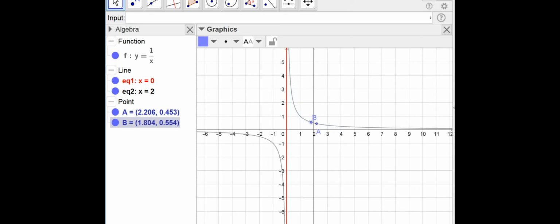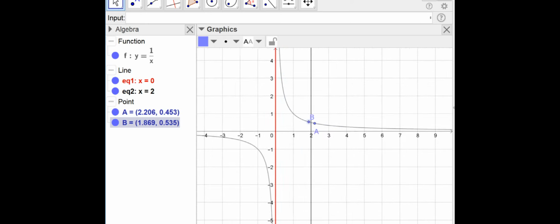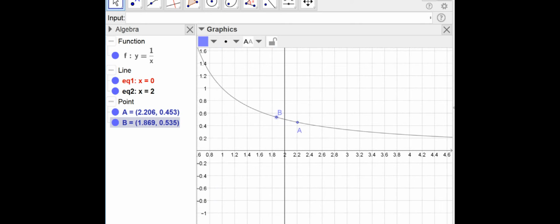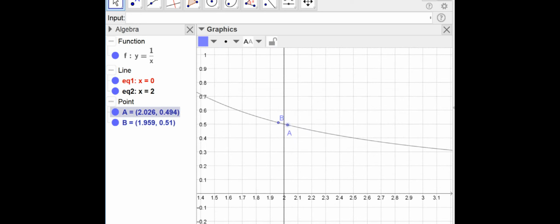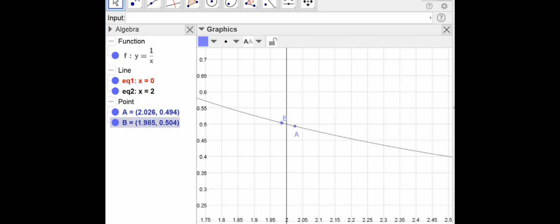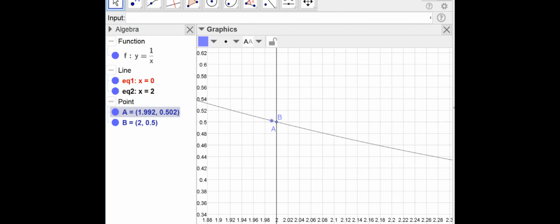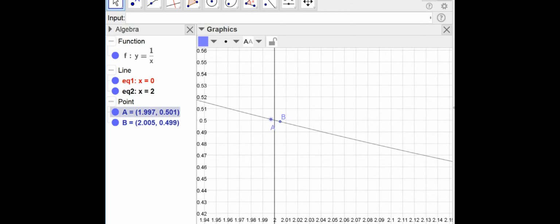Okay. Look at the y values. As we move closer and closer to 2, are those values of A and B for the y's getting closer and closer to one another? Okay. So that idea then is because as we, and I shouldn't actually click right on there because the idea is that there could actually be a hole there.